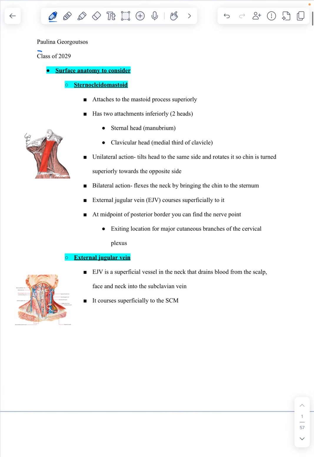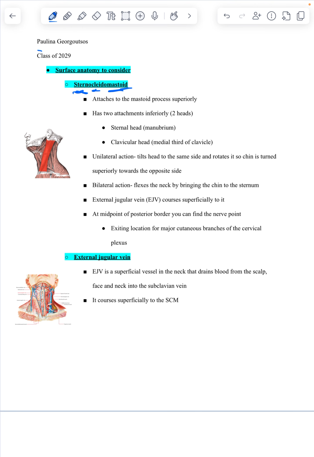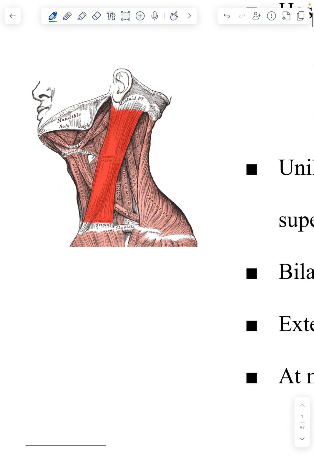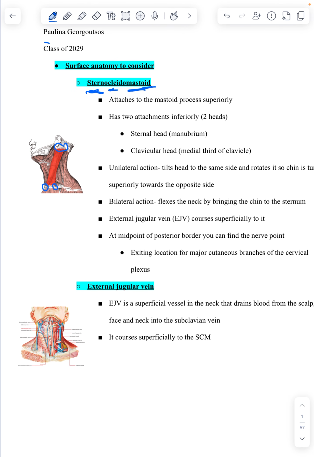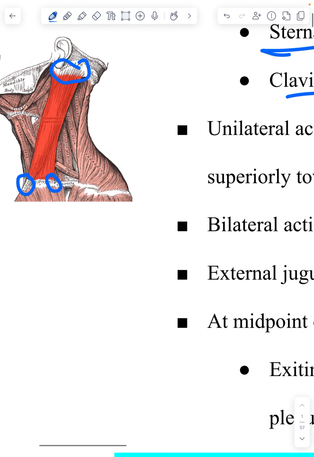Okay, sternocleidomastoid. It's in the name, but it's connected to the sternum, the clavicle, and the mastoid. So this front part is connected to the sternum, the back part to the clavicle, and then up here to the mastoid. So it has the superior attachment to the mastoid, and then the inferior two attachments, sternum and clavicle, specifically the medial third of the clavicle. Not middle, but medial.